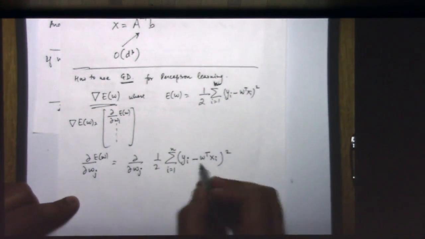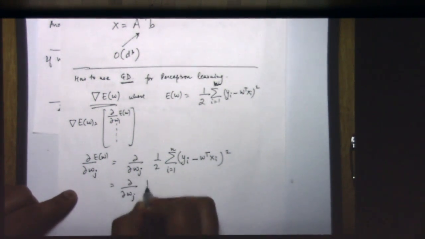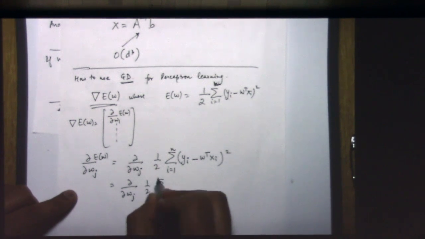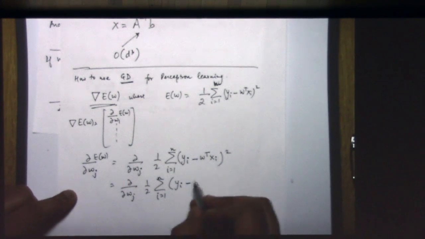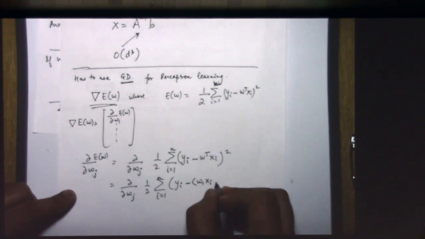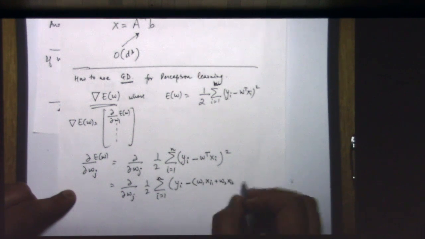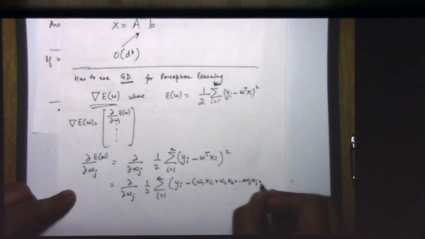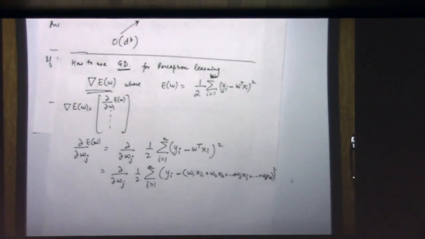So the W_j is hidden in this W. This is a vector, so I'm going to just open it: half summation i equal to 1 through n of (y_i minus the inner product). So you can also write it like this: W1 x_i1 plus W2 x_i2 plus, somewhere there will be W_j x_ij, plus W_d x_id, squared. Any questions about this? I'm just opening that inner product.